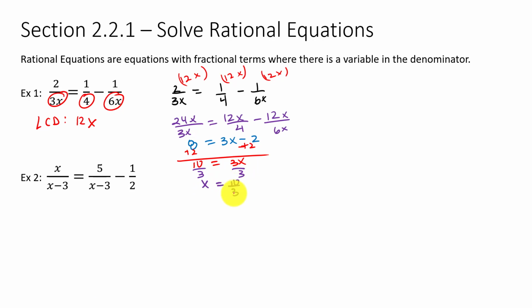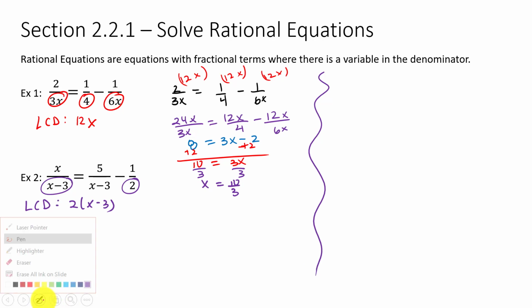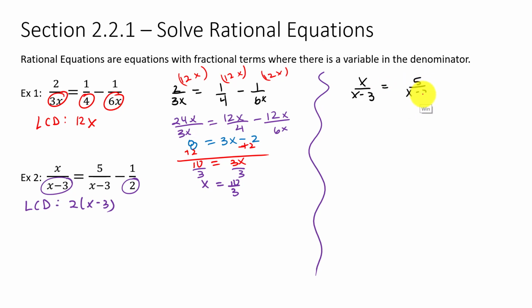We can always go back and check our work. I would suggest doing this with a calculator. In example 2, we have denominators x minus 3 and 2. So that means the LCD will be 2 times x minus 3. I'm going to solve this problem on the second half of my paper, so I have space. I'm going to rewrite the original problem: x over x minus 3 is equal to 5 over x minus 3 minus 2.